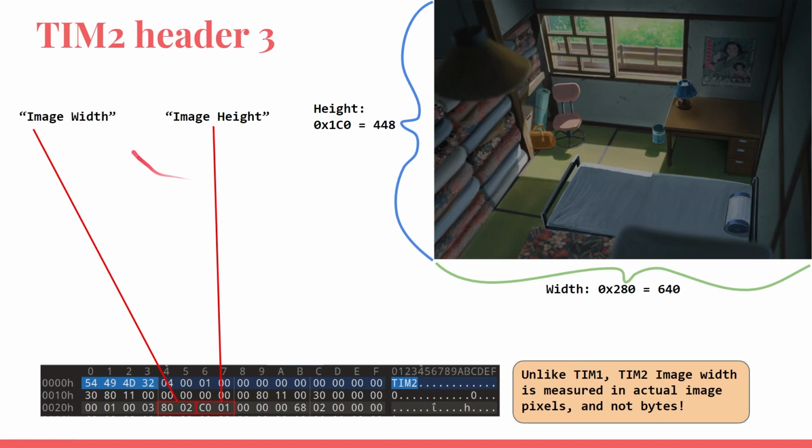After that, we have the actual image width and height. Unlike on PS1, a TIM2 width and height actually do correspond to the actual dimensions of the image, regardless of the color mode. So these numbers are correct and you can rely on them.